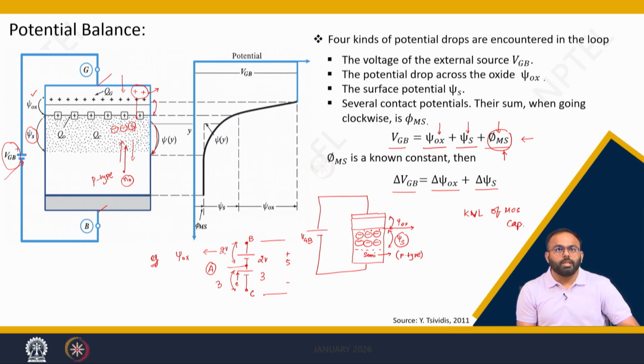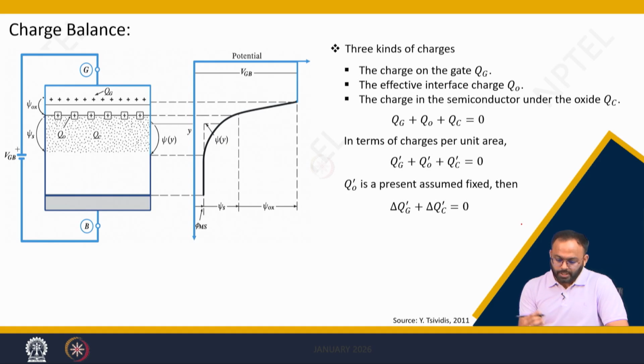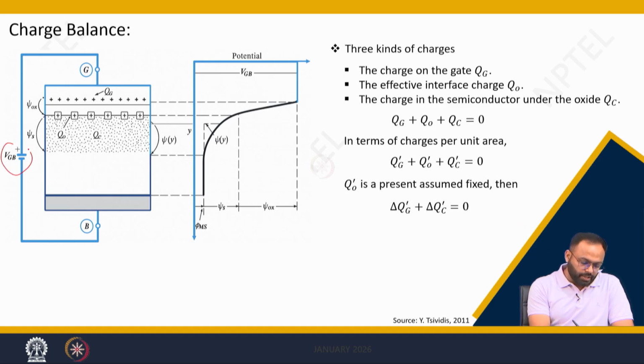Similarly, we need to see what the charge balance equation is. In the charge balance equation, the moment you connect a battery, this battery provides a charge into the metal plate, which is given by Qg, and if we represent it per unit area, it will be Qg dash. This positive charge causes a negative charge on the opposite side of the plate, in the semiconductor. This is given by Qc. Here C stands for channel. We will discuss later, when we go to the MOSFET, what channel means. So this is represented as Qc, and per unit area, Qc dash.